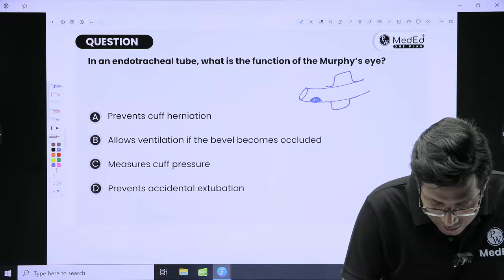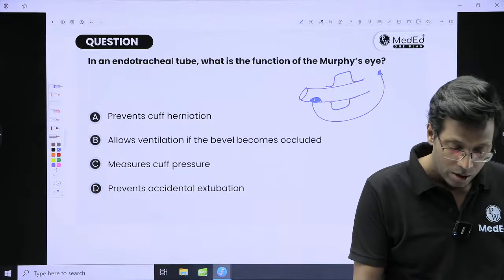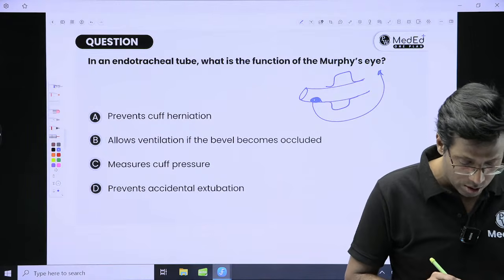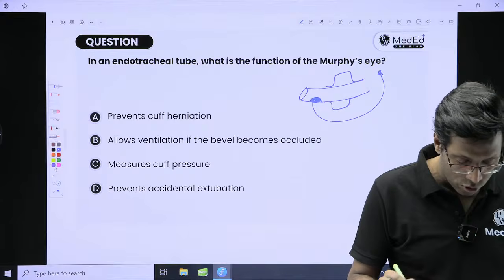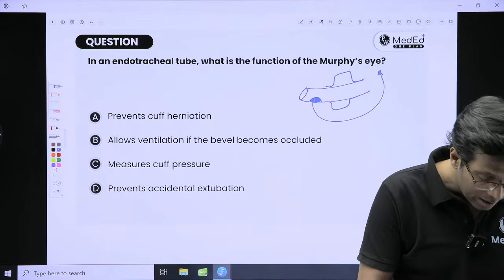This is what is called the Murphy's eye. So what is the importance of the Murphy's eye? Does it prevent the cuff herniation? No. Allows ventilation if bevel becomes occluded? Yes, can be. Measures cuff pressure? No. Accidental extubation? No. Correct answer is B.